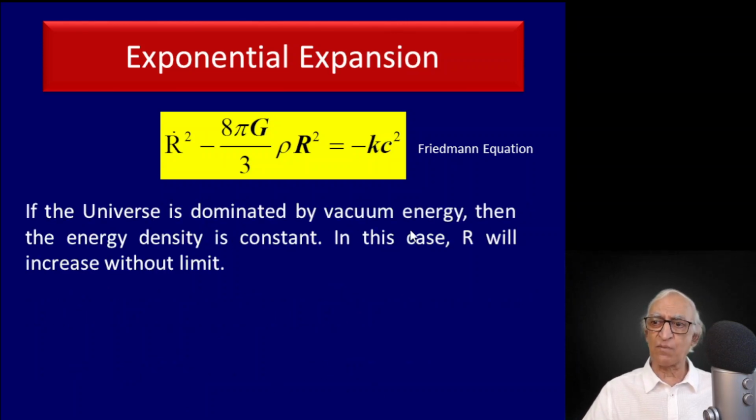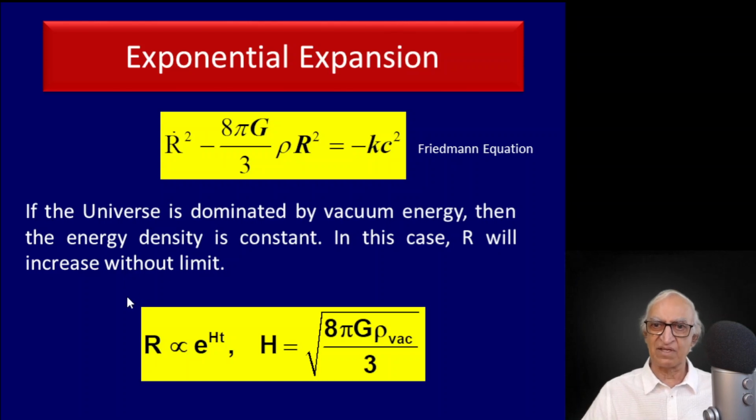Now, if the universe is dominated by vacuum energy, then the energy density is constant. It is not a function of time. This rho here does not decrease with time. Therefore, I can integrate this differential equation very simply, and I get R proportional to e to the power Ht, where H, which is the Hubble constant, is the square root of 8 pi G by 3 multiplied by the energy density, which now is essentially the energy density of vacuum. Even if there had been initially some matter and radiation, its energy density would have dropped off to essentially zero.